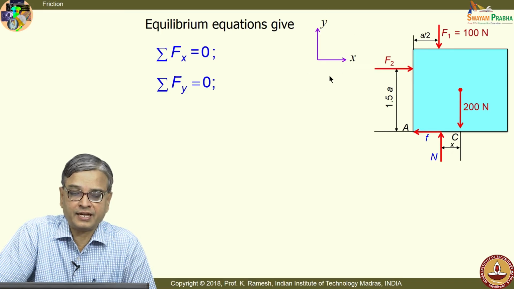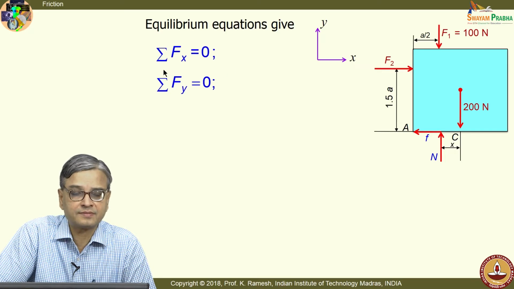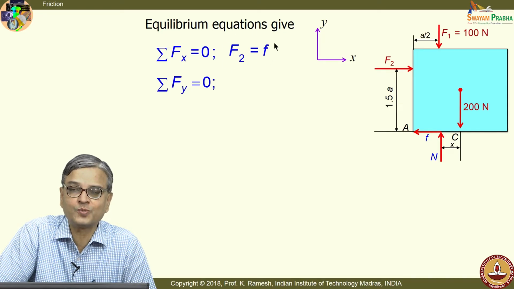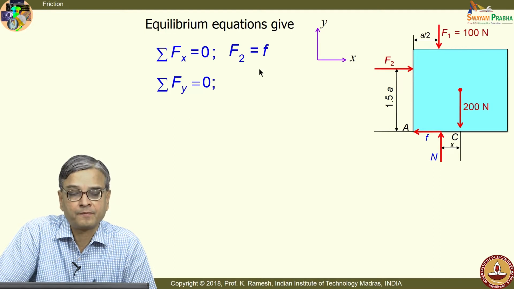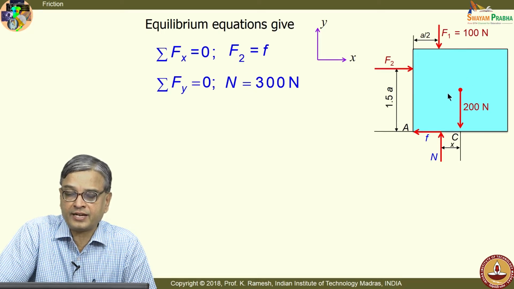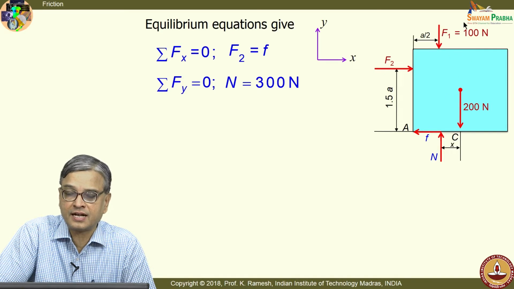And we have the reference axis, and we can write the equilibrium equations, sigma Fx equal to 0, sigma Fy equal to 0. When I apply Fx equal to 0, I get the expression the force F2 equal to small f. And I get the normal reaction. I have the weight of the block as 200 newtons, an external force which is 100 newtons. So, I get the normal reaction as 300 newtons.